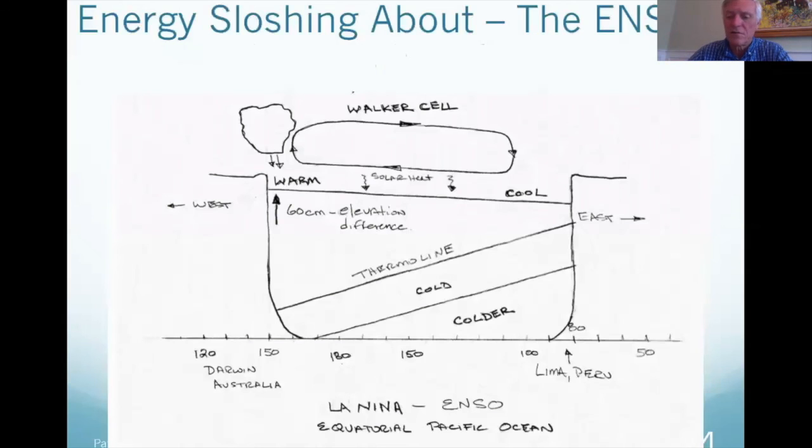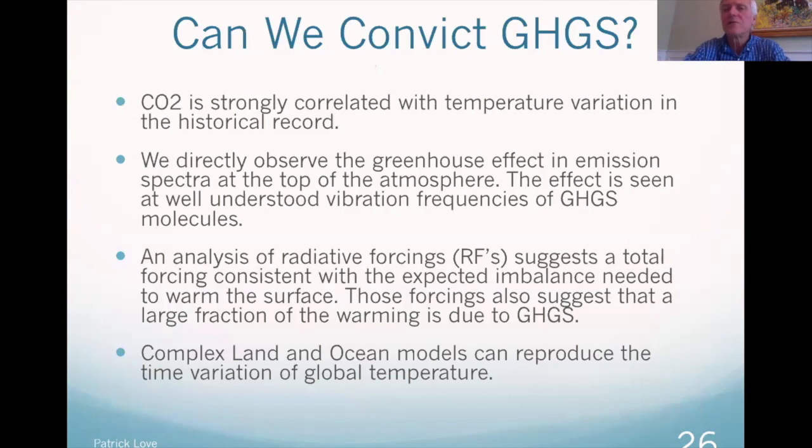All right, so let me summarize here. I think we are asking the question here, can we convict the greenhouse gases as being the cause of the problem? And here's the evidence we can say. CO2 is strongly correlated with temperature variation in the historical record, as well as in recent times, right? If you look back at what we talked about with paleoclimate, the Cenozoic Ice Age, CO2 does go up and down with the temperature. We directly observe the greenhouse effect and emission spectrum at the top of the atmosphere.